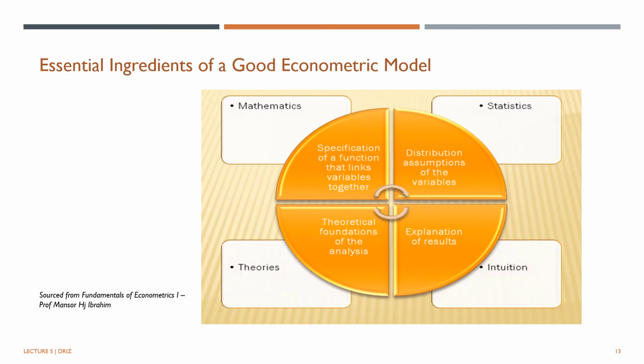So what makes a good econometric model? Here are the essential ingredients. Your model basically needs to have a strong theoretical foundation and have both the elements of math and statistics to reflect that theory. You also need to apply your own intuition when explaining the results of your regression analysis.